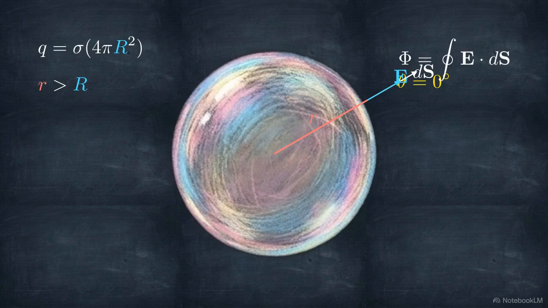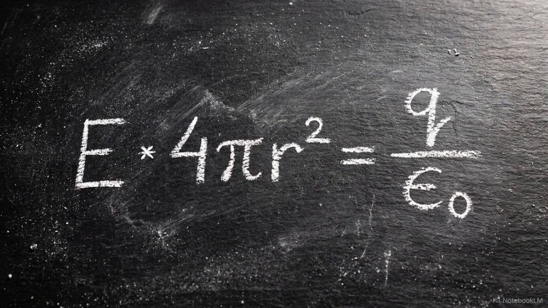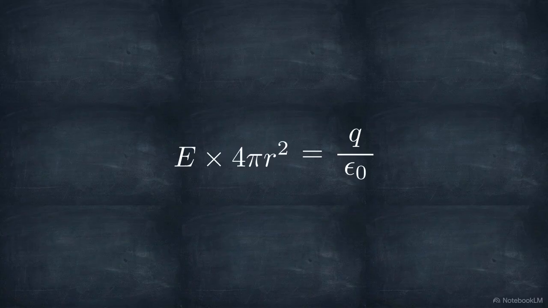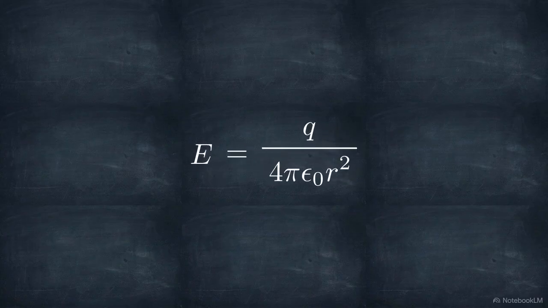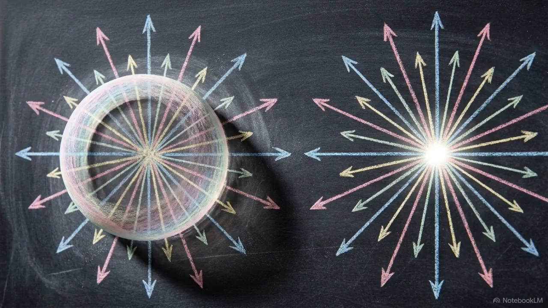This simplifies our flux calculation to just E multiplied by the surface area of the Gaussian sphere, 4 pi r squared. We set this flux equal to the total enclosed charge, Q, divided by epsilon naught. Rearranging the terms gives us E equals Q over 4 pi epsilon naught r squared. From the outside, the hollow shell perfectly mimics a single point charge concentrated entirely at its center.